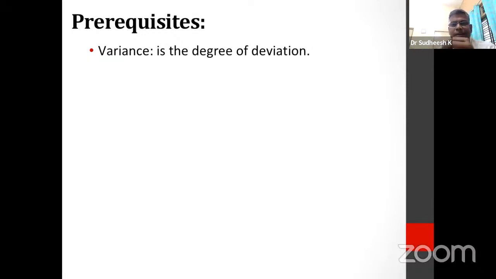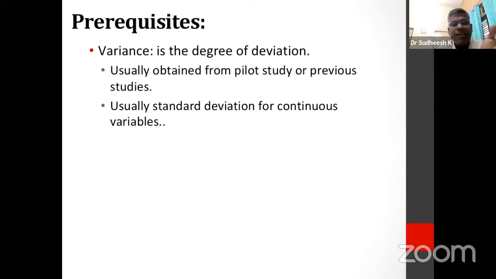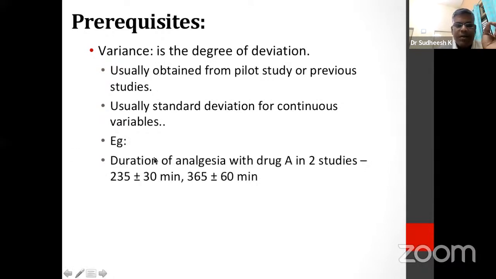For example, somebody can have a duration of analysis of 30 minutes, somebody can have 40, somebody can have 60, like that. The variation can be there. Now we have to measure the variation, and that also we have to assume here. Usually these are again obtained from the pilot study, most of the time, especially when the study is new, or from previous studies. Usually standard deviation is considered as one of the variants, is considered as a variance for continuous variables, and that is the only thing which is required.